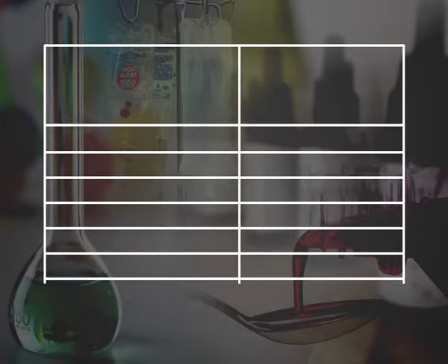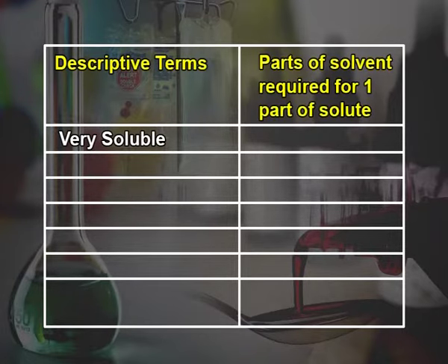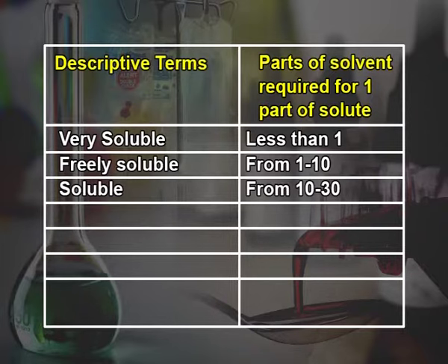When the exact solubility has not been determined, general expressions of relative solubility may be used. This is the table of relative terms of solubility on your screen. A material is said to be very soluble when 1 part of solute dissolves in less than 1 part of solvent. A material is known as freely soluble when 1 part of solute dissolves in 1 to 10 parts of solvent, and soluble when 1 part of solute dissolves in 10 to 30 parts of solvent.